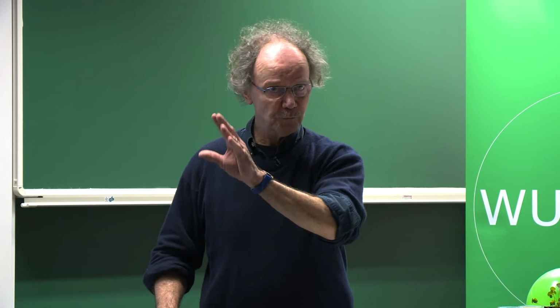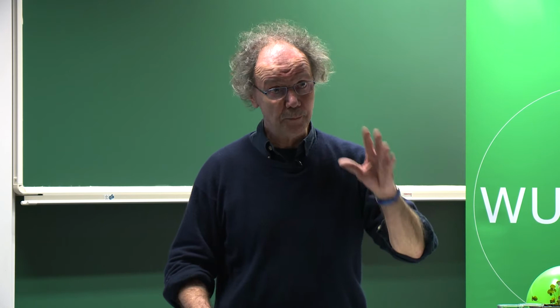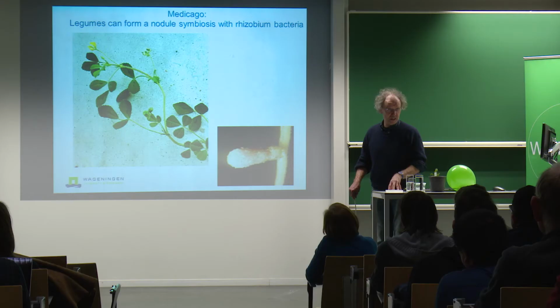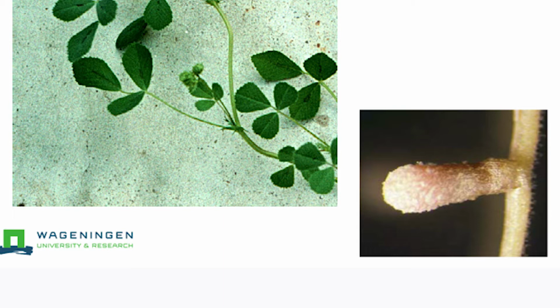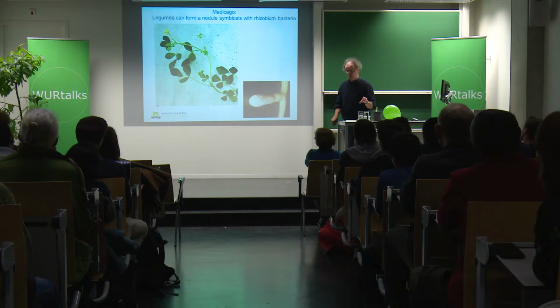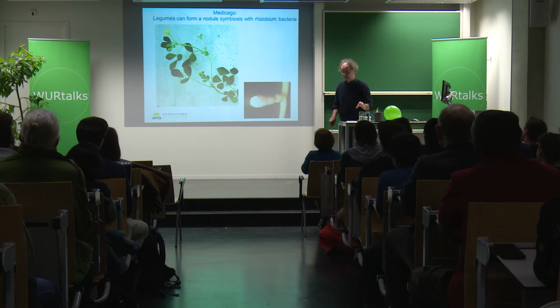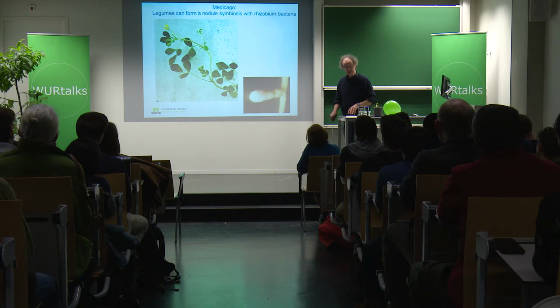Medicago is not something that you would eat a lot, but it's something that we use to study it. But other examples you know very well, let's say peas, soybean, bean, clover, lupin. These are all examples of legumes. A very specific property of legumes is to form such nodules that you see here. That's the site where the bacteria are hosted. And also it's the site which makes the process very, very efficient.